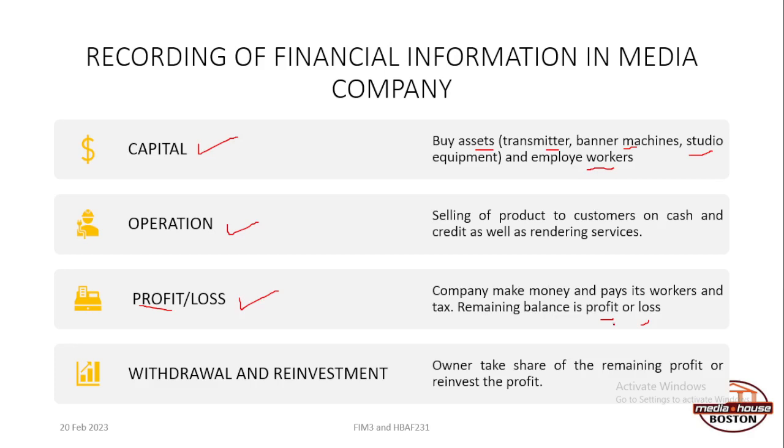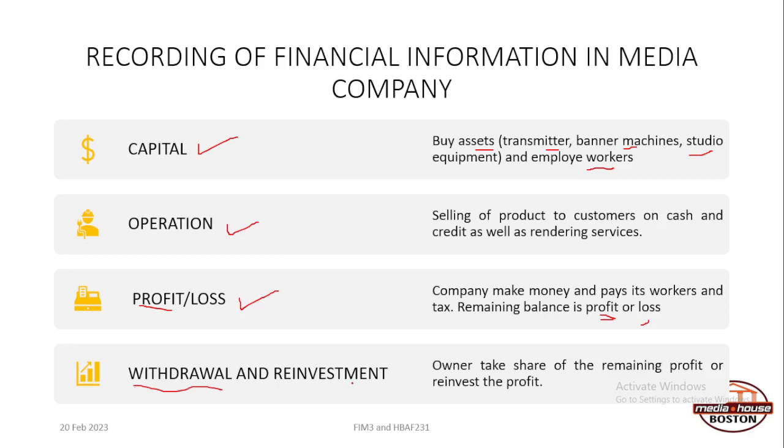If profit was left, assuming that you make more money to a point that you're able to pay your workers and tax, and you're able to cover your expenses, and there is still money left, that is the profit remaining for the company owner. As the company owner, you can choose to withdraw that money for your own personal use, and whatever remains will be used to fund the next production.